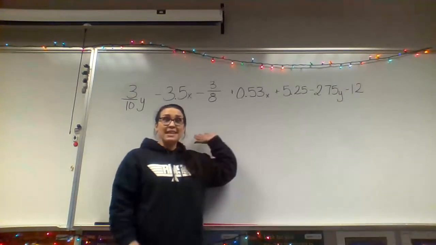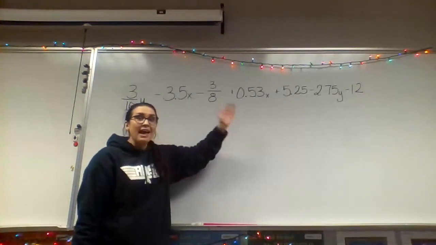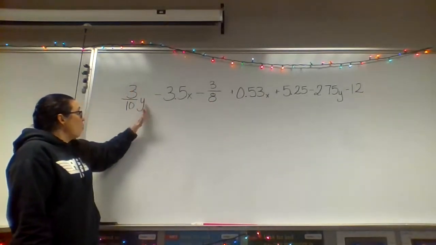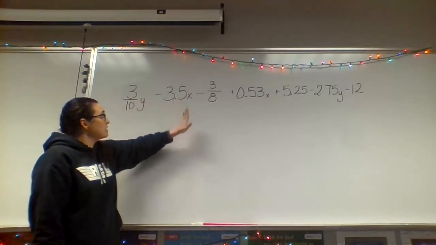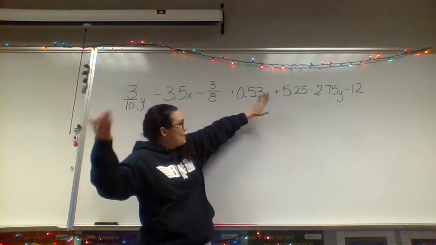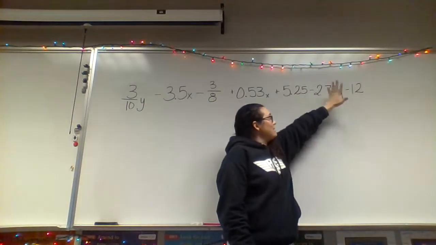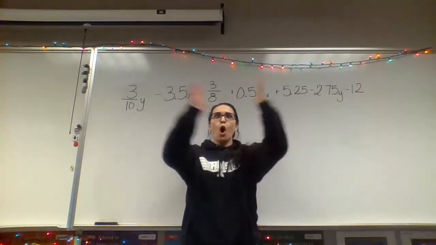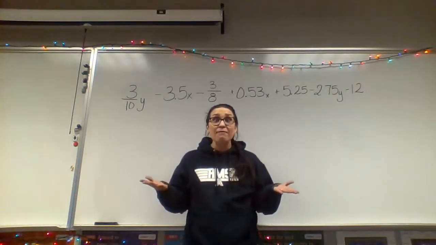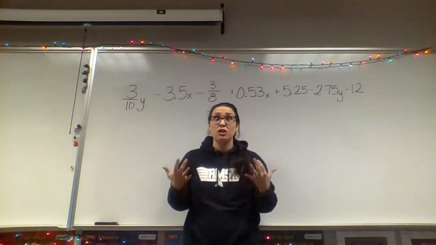So this example comes from that key concepts page, okay? Again, page 212. Let's read the whole thing. We have 3/10 y minus 3.5x minus 3/8 plus 53 tenths times x plus 5 and 25/100 minus 2 and 75/100 y minus 12. Woo! Look at that! That's a lot of stuff. But we can simplify it, my friends. We can make this thing a lot less scary and actually work for us.